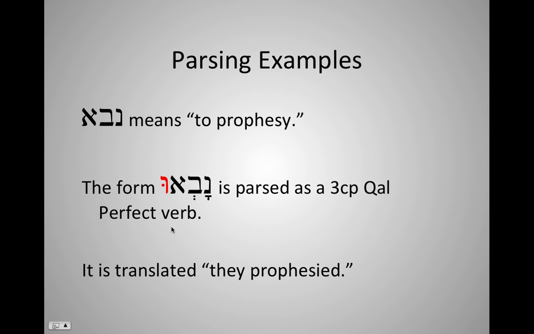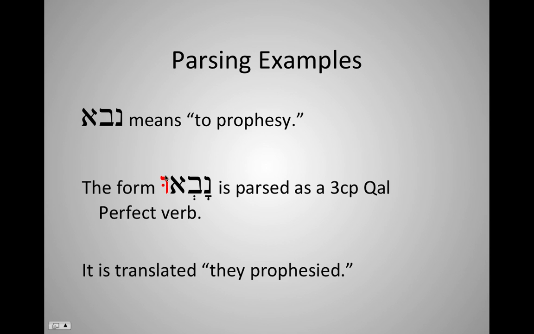One more example, just so you can get the hang of it. We have another verb, noon, beit, aleph, that means to prophesy. Those three letters together mean to prophesy. Note, I'm not giving you the vowels underneath it because it's actually the three consonants that convey the meaning of the verb. The vowels just help us know how to pronounce it.